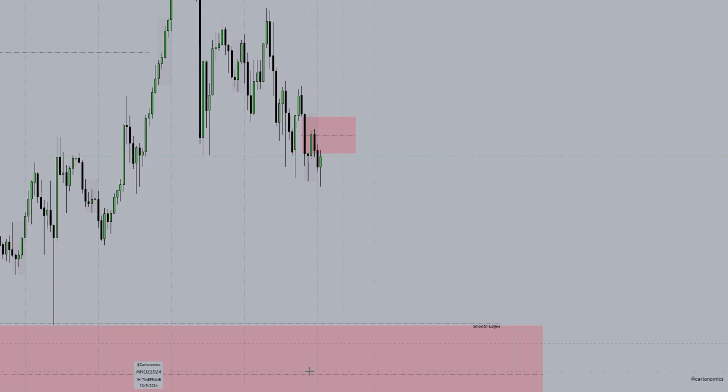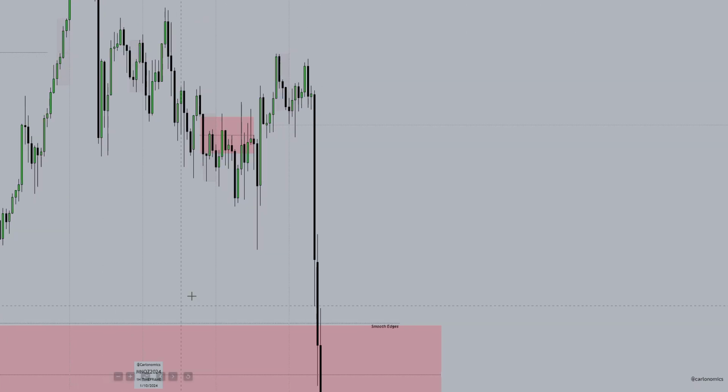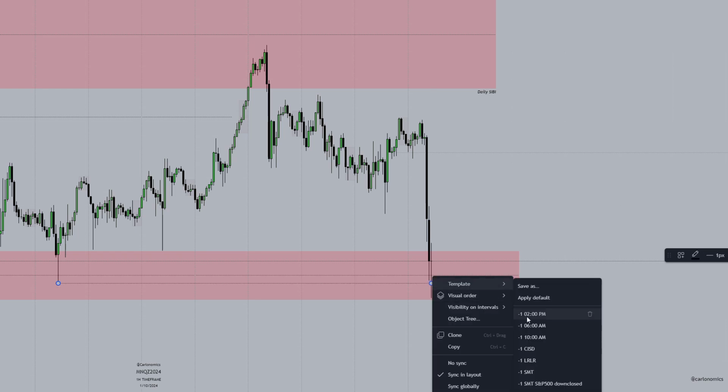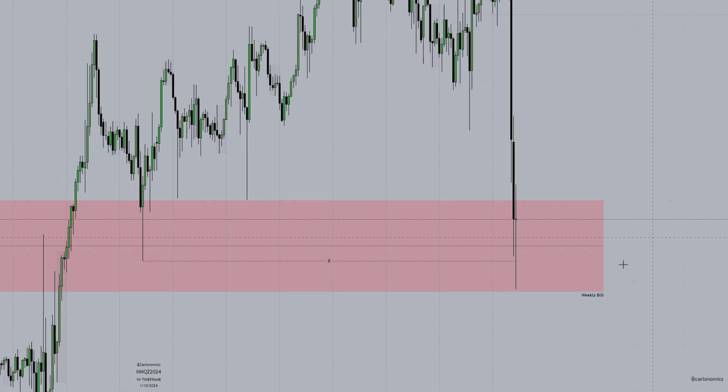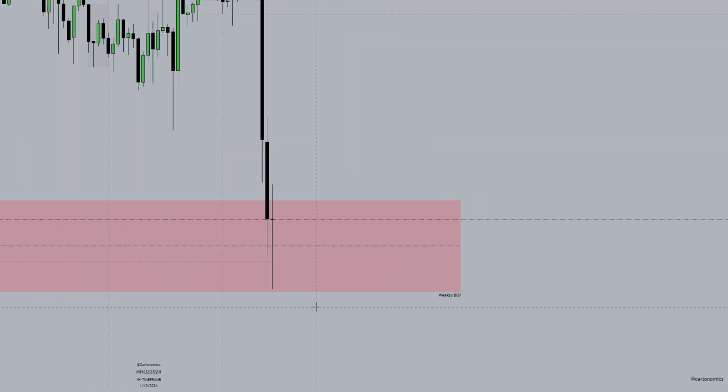So this was your hourly. Now we're gonna skim through. Pretty ugly EPA. And then we eventually take this liquidity down here. So now once we move down and take this liquidity, you'll want to look for some kind of SMT. So SMT divergence. No SMT divergence. But we did tap into this weekly BISC.